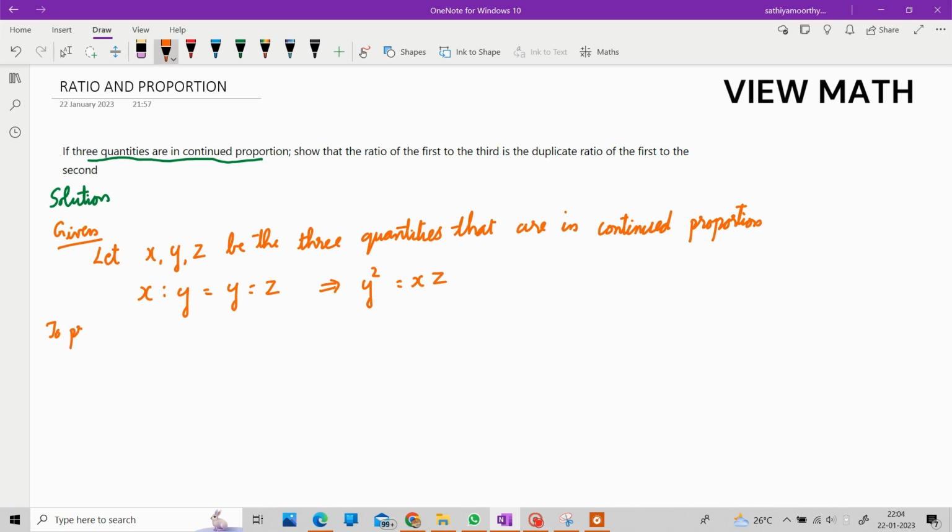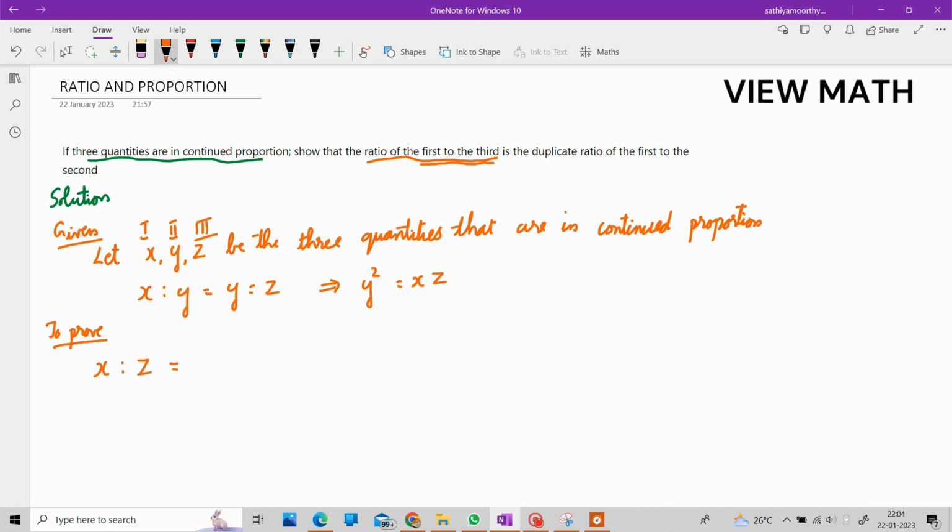To prove: the ratio of the first and the third. So x is the first one, y is the second one, and z is the third one. The ratio of the first to the third means x and z. So the ratio of the first to the third means x is to z.